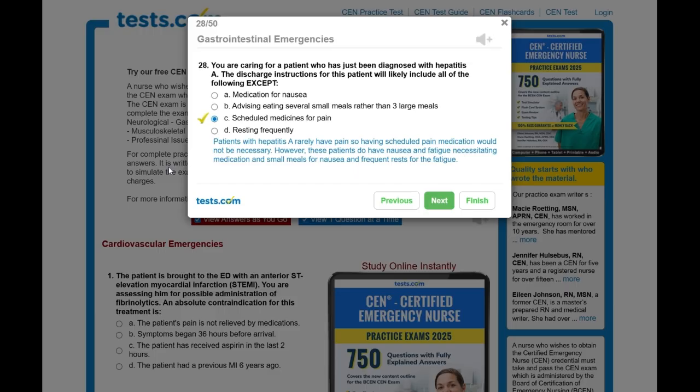C. Scheduled medicines for pain. Patients with hepatitis A rarely have pain, so having scheduled pain medication would not be necessary. However, these patients do have nausea and fatigue, necessitating medication and small meals for nausea and frequent rests for the fatigue.